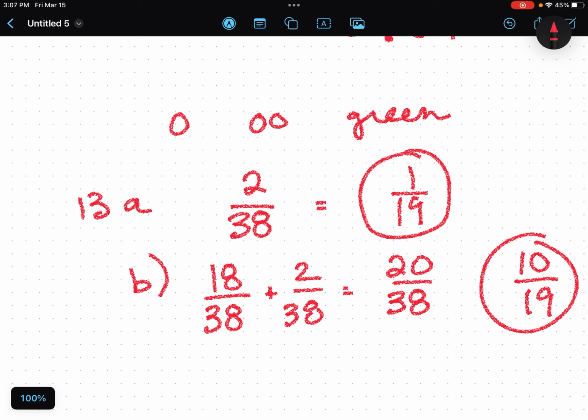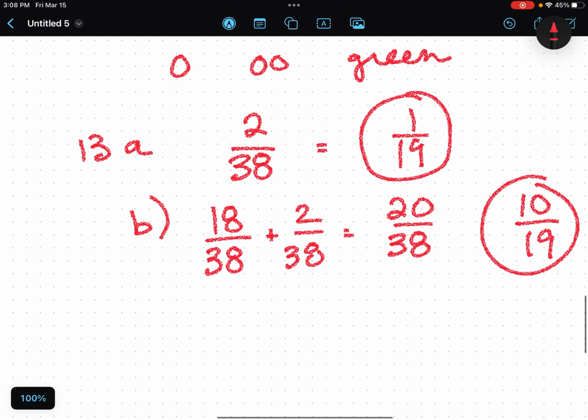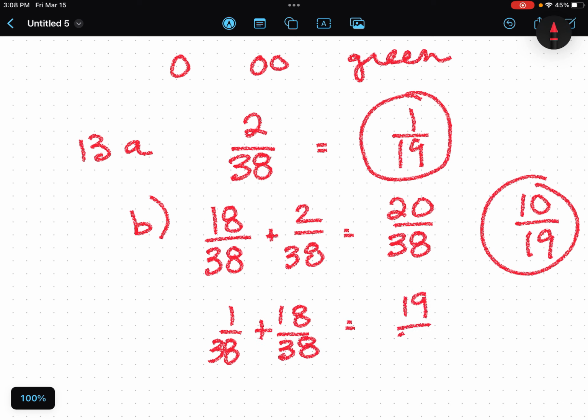Part C, determine the probability a metal ball falls into 00 or a red slot. So 00 would be 1 out of 38. Red slot would be 18 out of 38. And if you add them together, you get 19 out of 38, which reduces down to 1/2. That's part C.